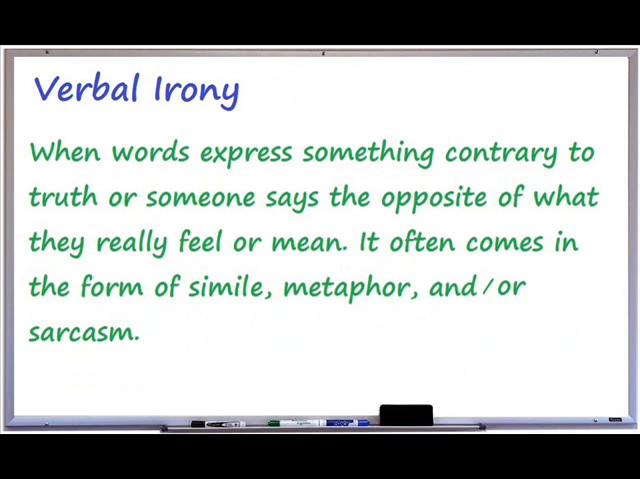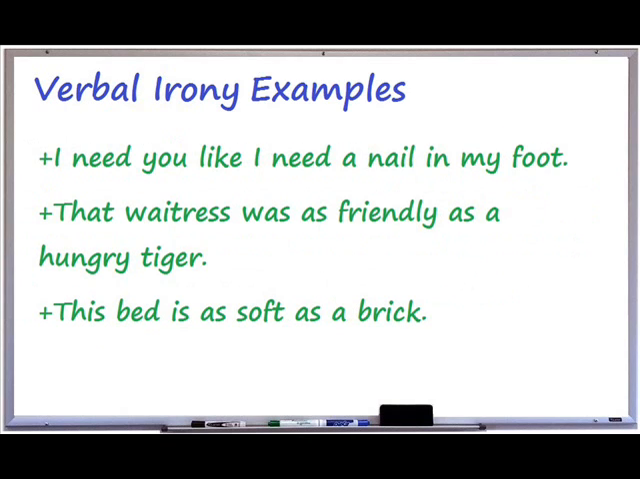Verbal irony. This occurs when words express something contrary to truth or someone says the opposite of what they really feel or mean. It often comes in the form of simile, metaphor, or sarcasm. For example, "I need you like I need a nail in my foot. That waitress was as friendly as a hungry tiger. This bed is soft as a brick."